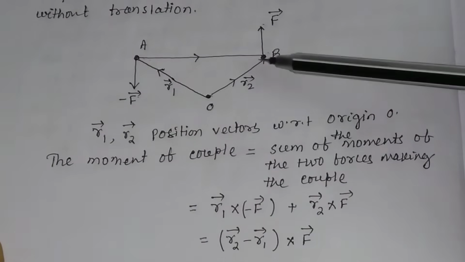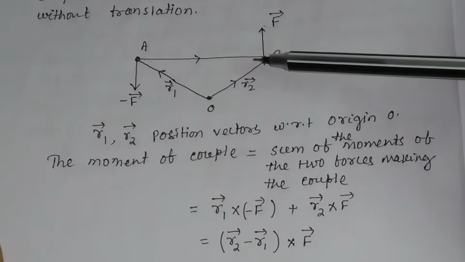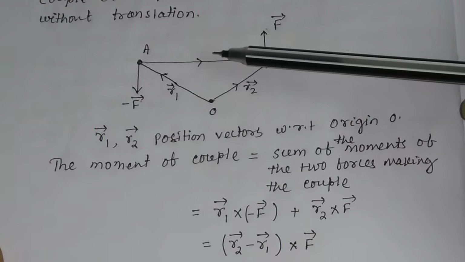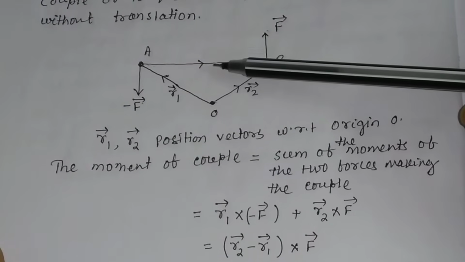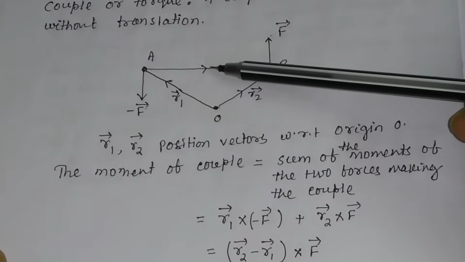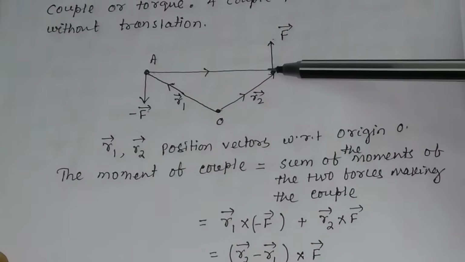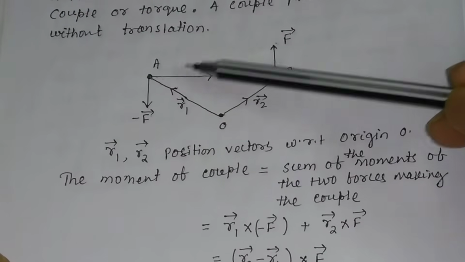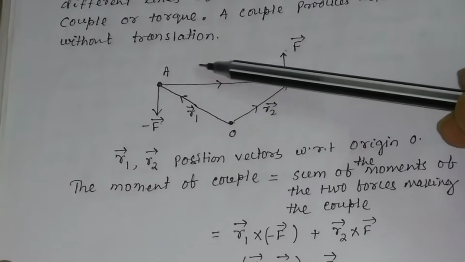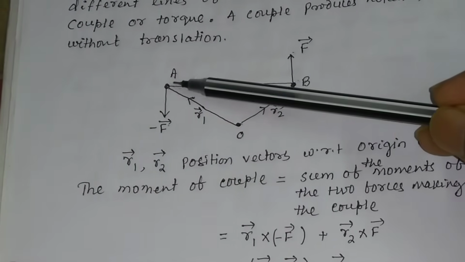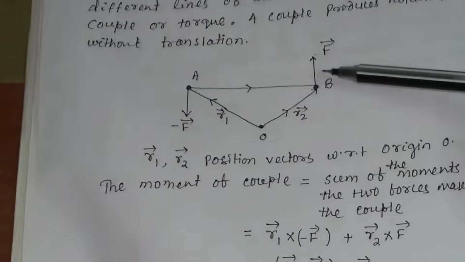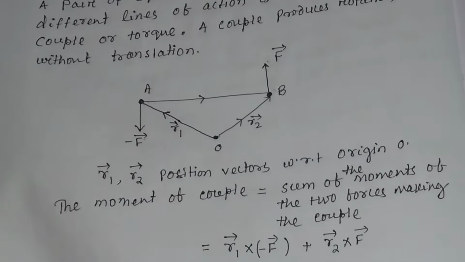In mechanics we know, in case of a couple, the moment of the couple is independent of origin. Where you take the rotation, in between A and B, here or here or here, it is independent of the origin. It depends upon this arm length AB and the force. How? Let us see.